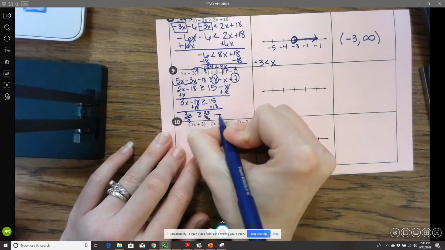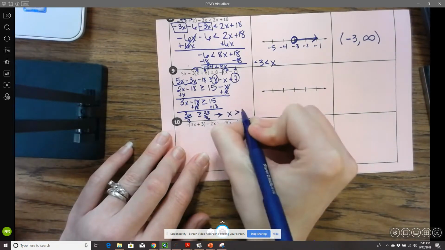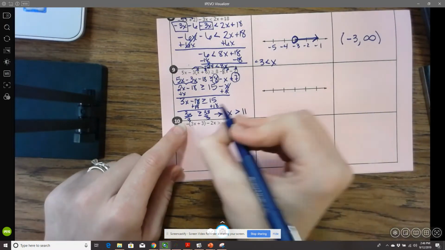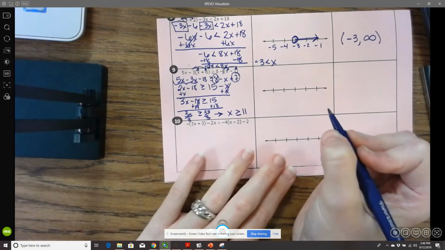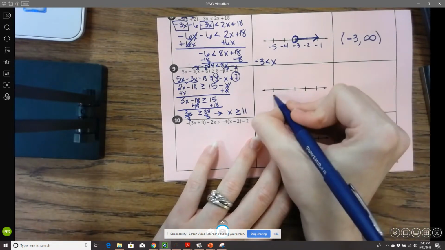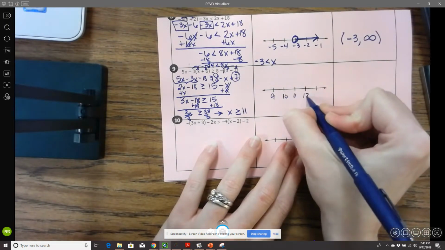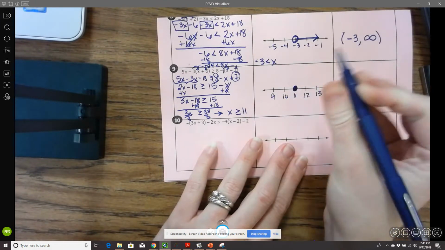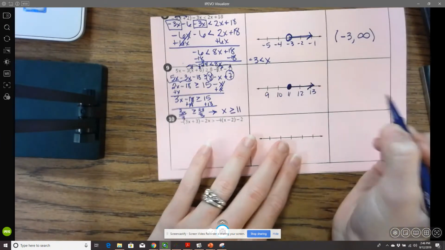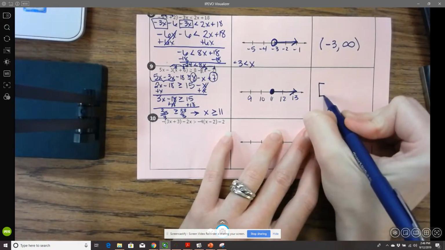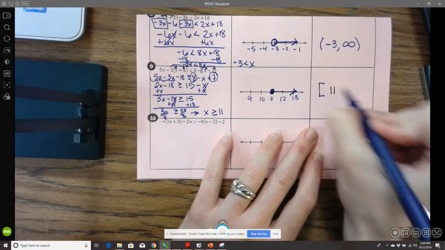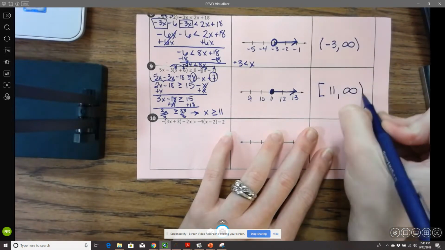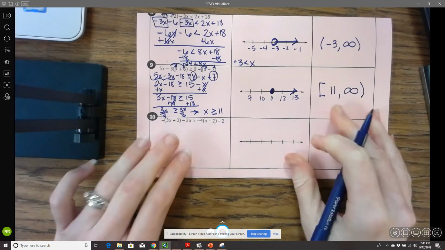Divide by 3, and we're left with x is, I missed my sign, greater than or equal to 11. So 9, 10, 11, 12. So a closed circle, x is greater than, so I'm going towards infinity. So closed circle means a bracket. My first number is 11. I'm going towards infinity. So that's where it'll end.